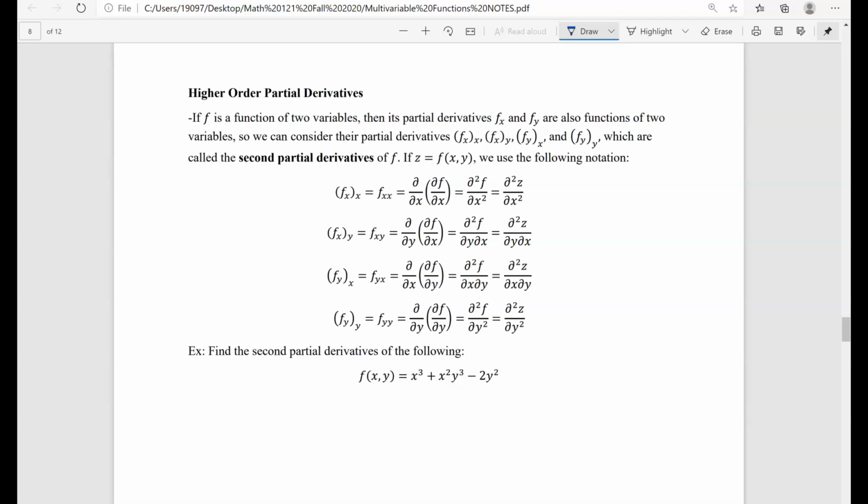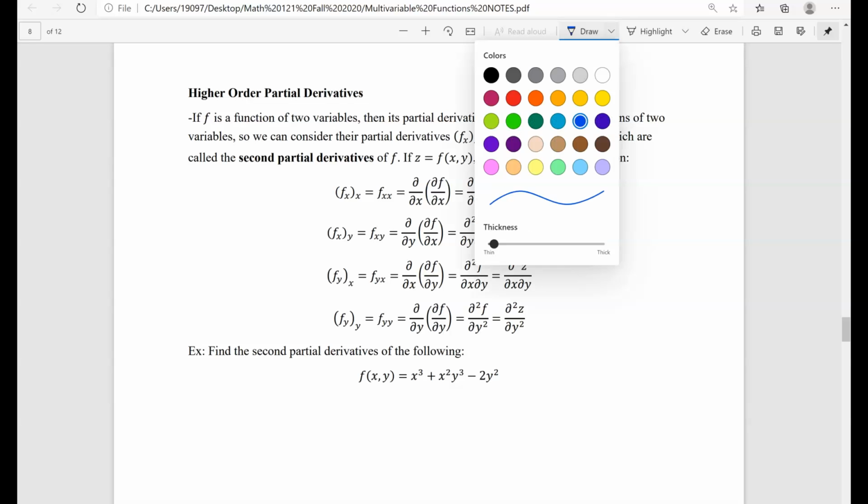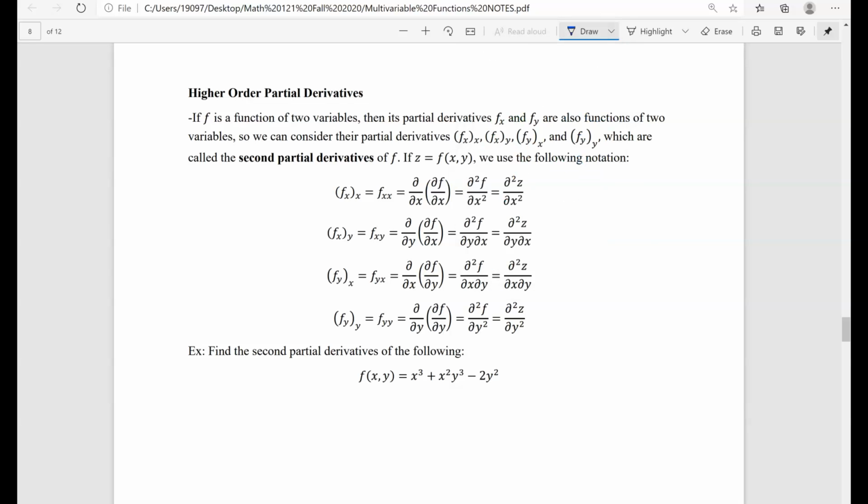So in this video, we will talk about higher order partial derivatives. Just how we have a first and a second partial derivative, we can have multiple partial derivatives like the second derivative, the third derivative, all that other good stuff. So the notation is kind of weird.